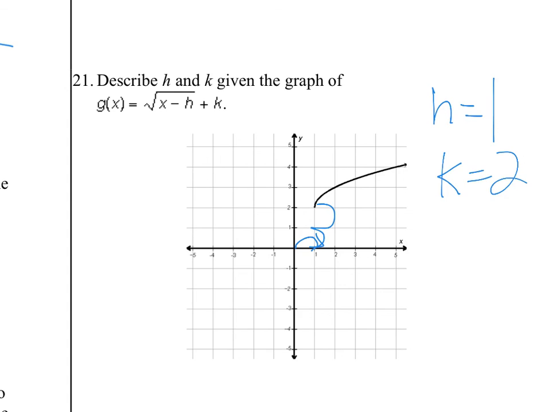H is your horizontal shift, so you shifted 1 unit in the x direction. K is your vertical shift, and you shifted 2 units in the y direction. And you're done. Okay, so that should be the finish.